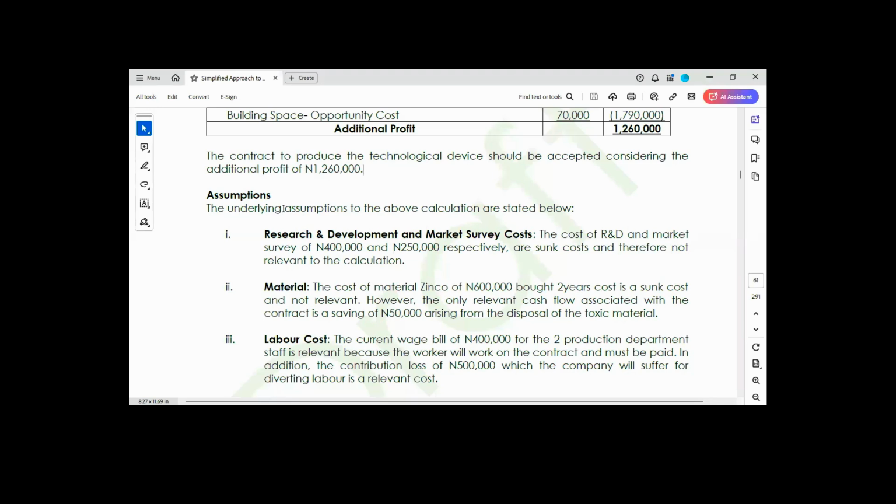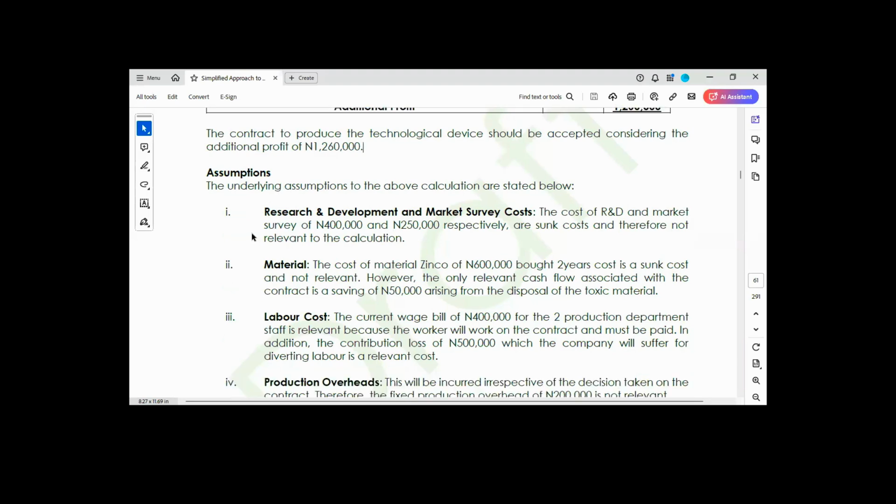Therefore, you say that the underlying assumptions to the above calculation are stated below, or you can say that the calculation above is based on the following assumptions. Number one, research and development and market survey costs. You match the two of them together since they are past costs. So the cost of R&D and market survey of 400,000 naira and 250,000 naira respectively are sunk costs and therefore not relevant to the calculation.